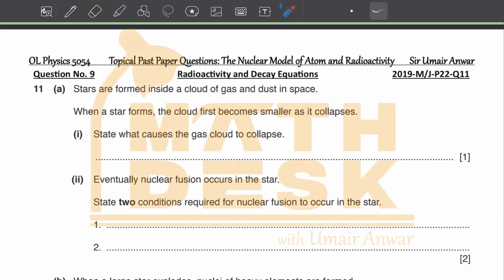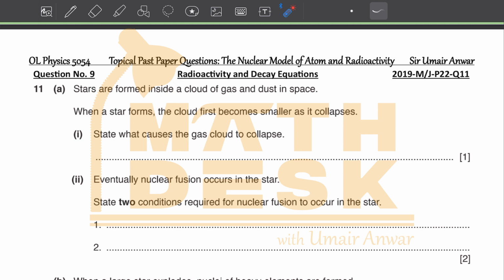Welcome to this tutorial. I'm solving question number 11 of paper 2, May-June exam series of 2019, and the topic of this question is mainly radioactivity and decay equations.